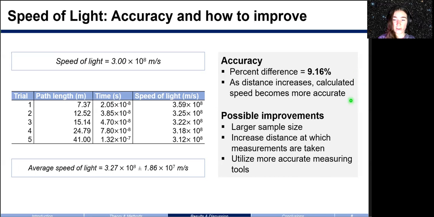We would increase the path length of the light being traveled, and some other improvements, we could also just use a larger sample size overall, or something like more accurate measuring tools.